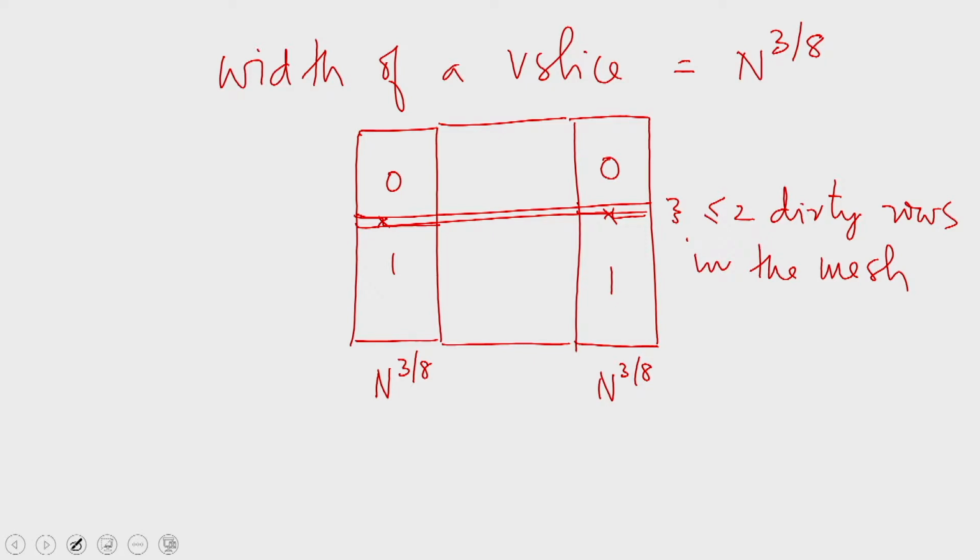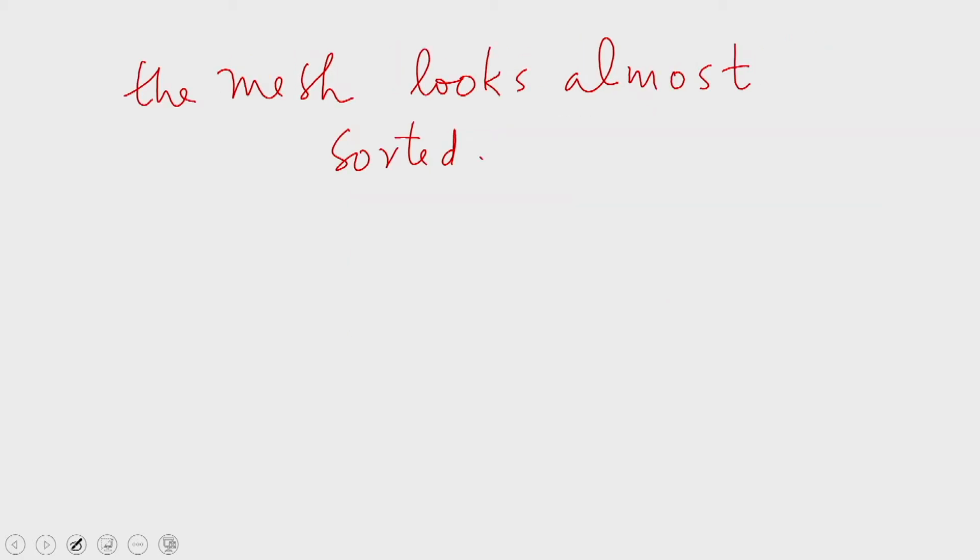And the width of a vertical slice is n^(3/8). Since two vertical slices differ by at most n^(1/4) in the number of ones they have, there could be at most two dirty rows in the whole mesh right now. So this is where we had stopped in the previous lecture. So now the mesh looks almost sorted. All that is necessary is to clean up the remaining two dirty rows.